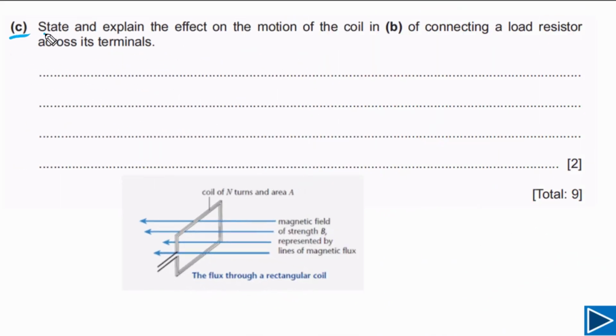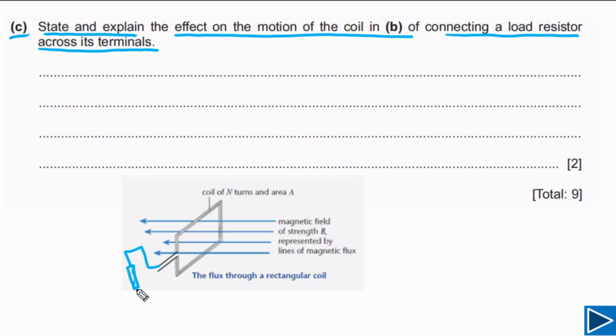For part C, we need to state and explain the effect on the motion of the coil in B of connecting a load resistor across its terminals. It simply means that if we connect a load resistor across the terminals of this coil, we are completing this loop. Now this is a complete loop. This is a circuit. So in this case, current will flow through this resistor.